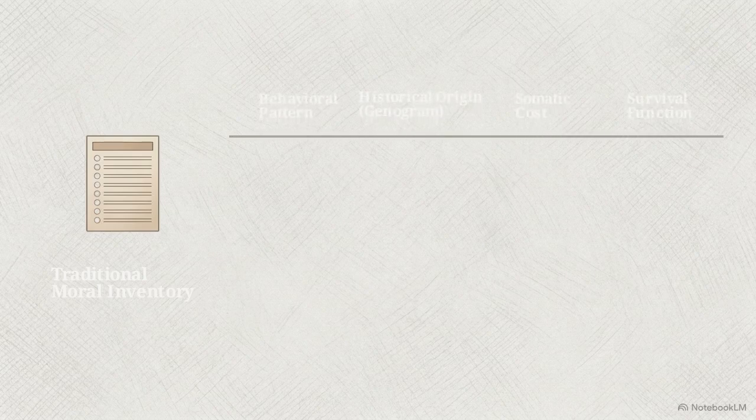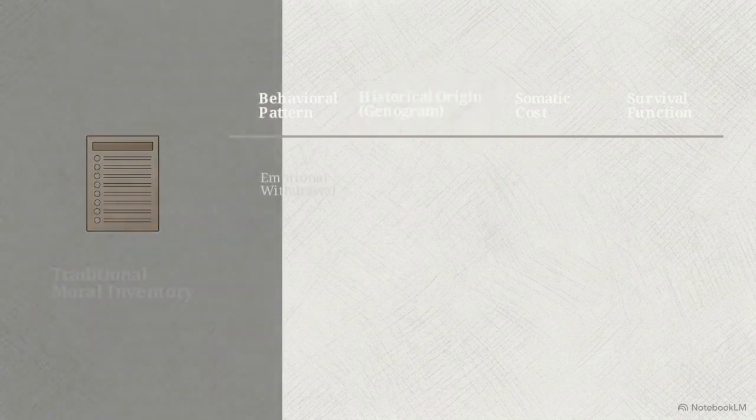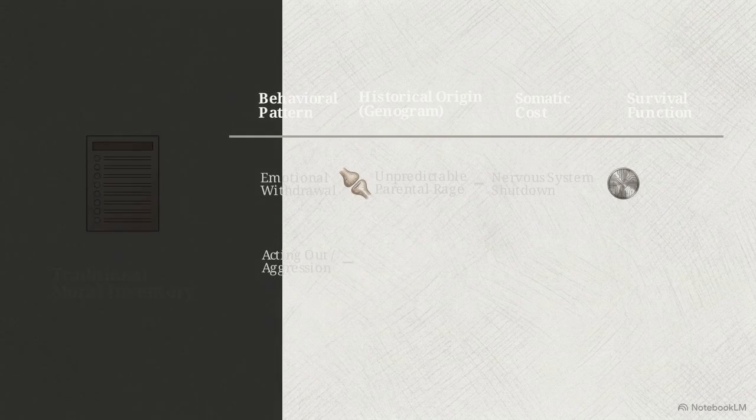This split screen shows the difference. On the right is the core mapping table. Instead of listing moral failures, the curriculum uses this structure to track the physiological and historical root causes of destructive behavioral patterns. The process relies on intergenerational family systems theory. It replaces moral blame with genogram mapping to locate the historical origin of the trauma, linking a current pattern, like emotional withdrawal, directly to early exposure to unpredictable parental rage. Acting out is revealed as a historically inherited survival adaptation.